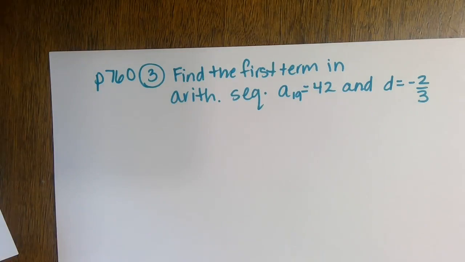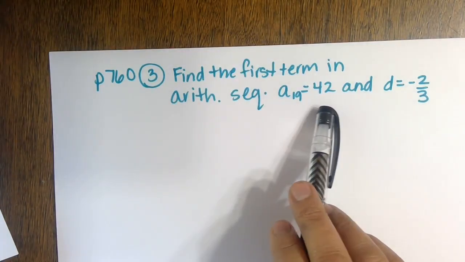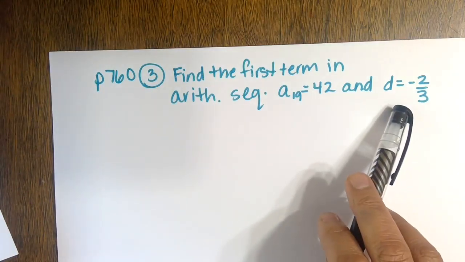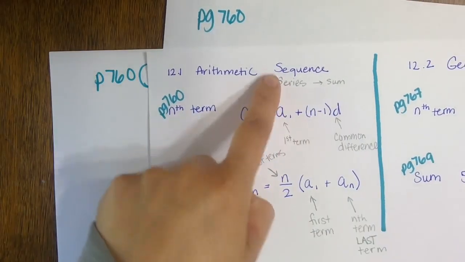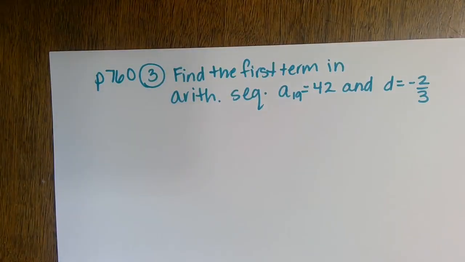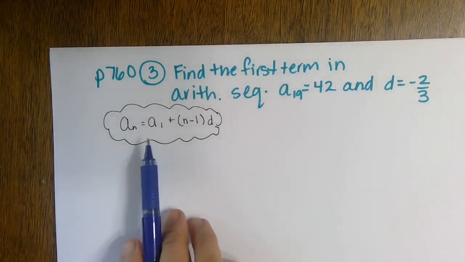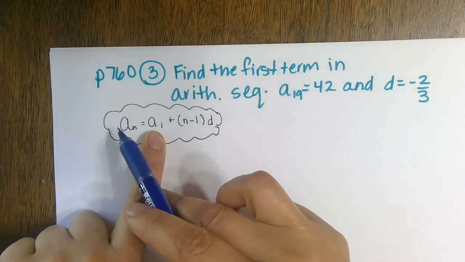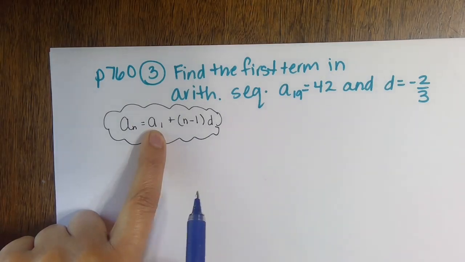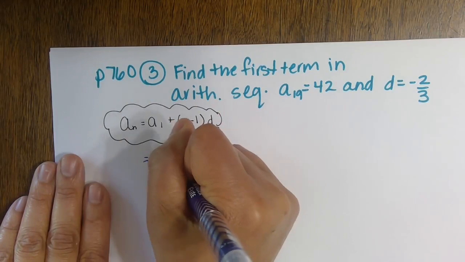This next problem I have is find the first term, if you know that the 19th term is 42 and the pattern is growing by -2/3. So again, go back to my formula page. I only have this formula, so I'm going to go ahead and write that down. I wrote the formula down and I want to know the first term, so I'm trying to find this one. That means that everything else cannot be a variable. I have to have a number for everything else. So a sub 1 is my variable.